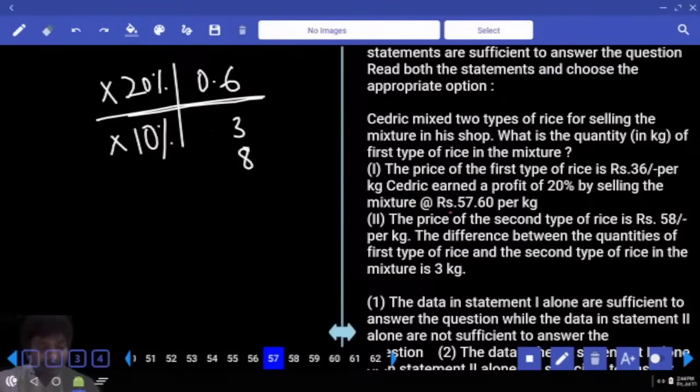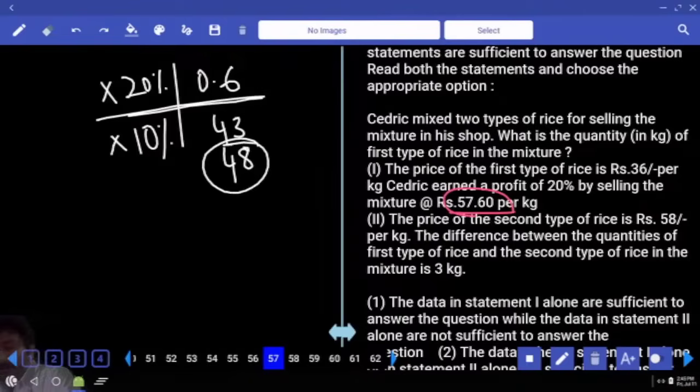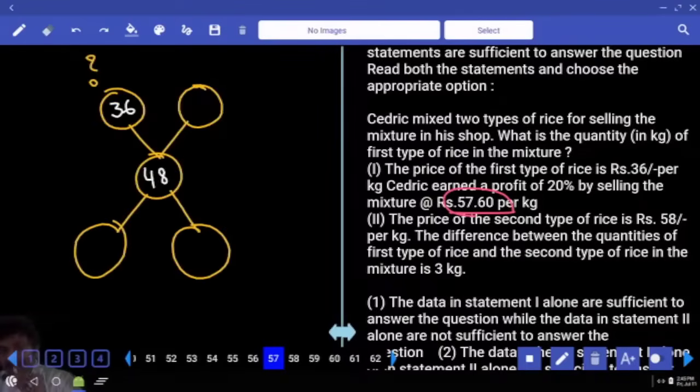After 20% profit, the number is in the 50s. Before the 20% profit, it will not be in the 50s. It should be in the 40s only. So either it will be 43 or 48. What is 10%? 20%. If we add 9.6, are we going to get 57.6 or not? This is the calculation which I did. And finally, you say 48 is the mixture cost price.